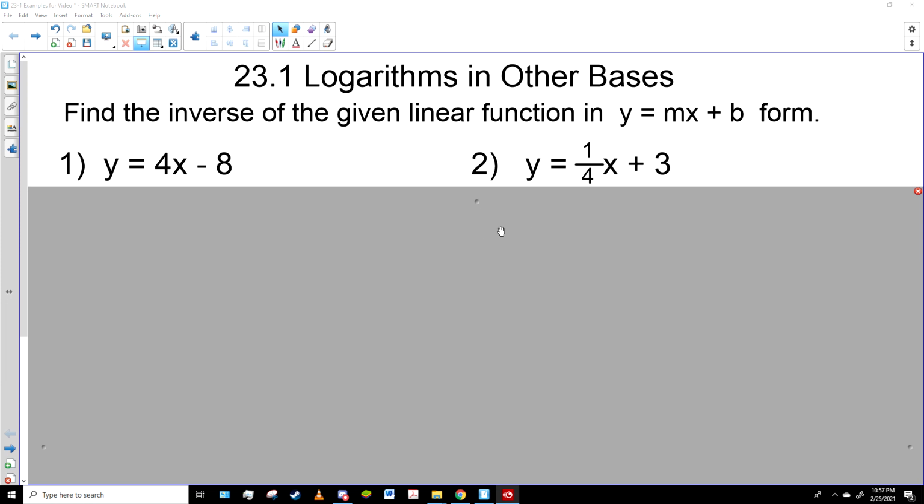Hi, we're going to be working on section 23.1 in this Algebra 2 Springboard book, Logarithms and Other Bases. The first part of this lesson will be converting or finding the inverse of a linear function.